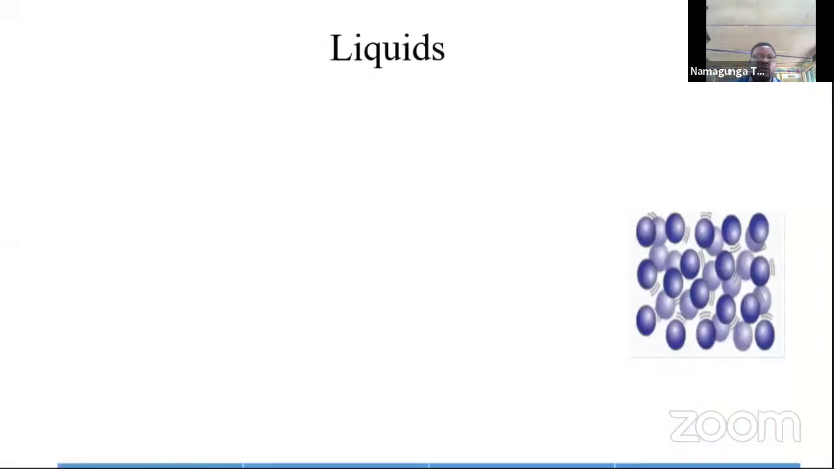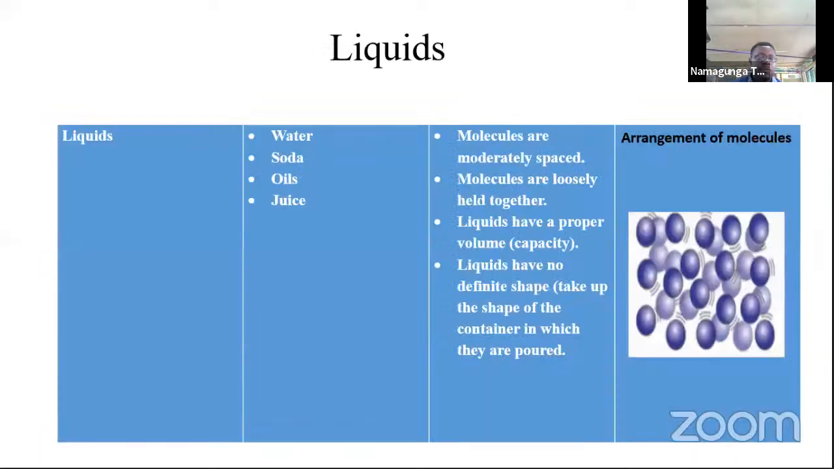So then we also said we look at the arrangement. Before we look at the arrangement, let's look at the characteristics of liquids. Owengabo, please, can you read for us the first characteristic of liquids? Molecules are moderately spaced. Wow, they are moderately spaced. Thank you so much. When we say they are moderately spaced, it means they are not very closely packed and they are not far apart, just in the middle there, moderately.